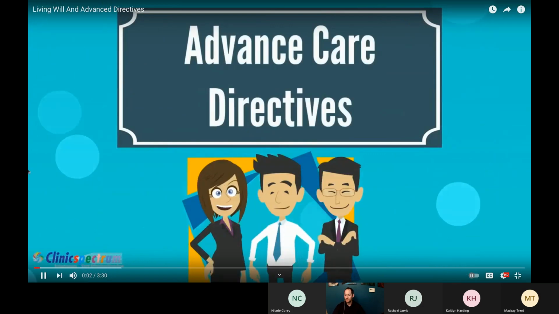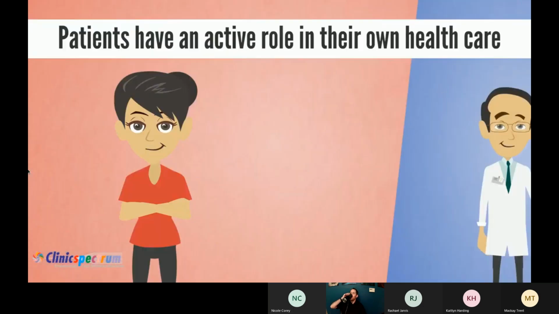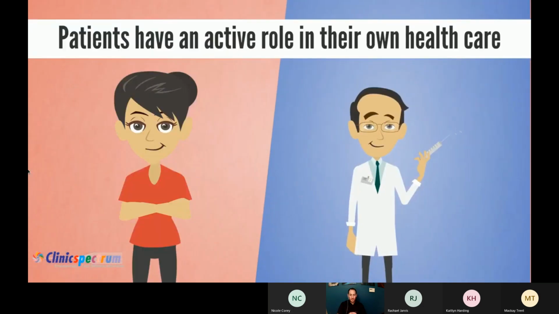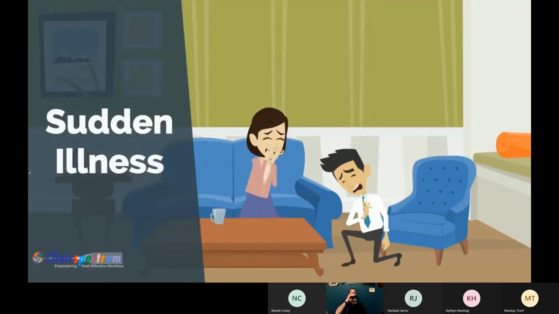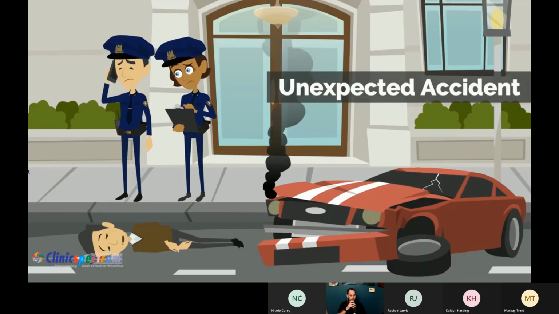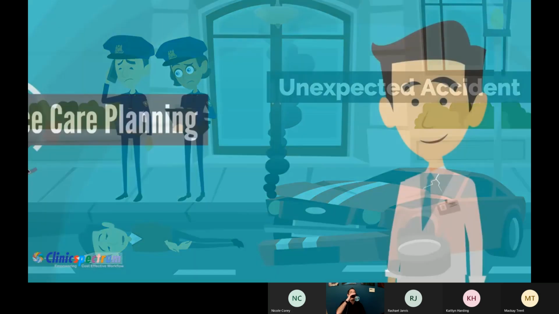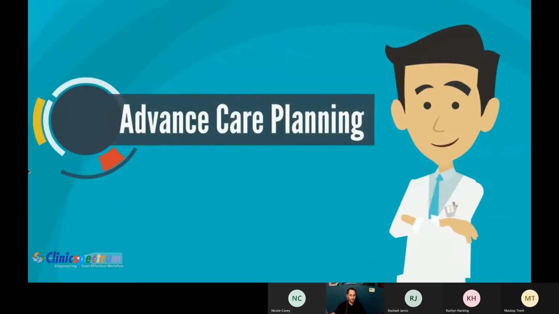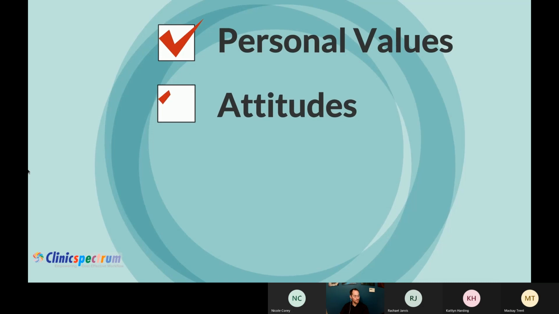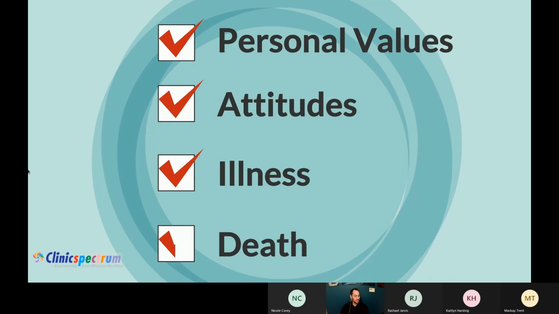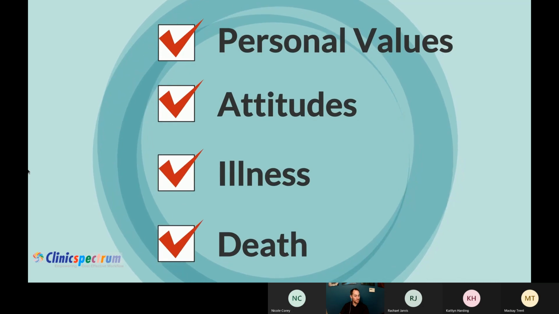Advanced care directives. Patients have a right to take an active role in their own health care. Unfortunately, there are times, such as sudden illness or an accident, when this is not possible. Advanced care planning, under the Patient Self-Determination Act, PSDA 1990, gives a patient the right to make determinations regarding their medical care in advance, based on personal values, attitudes, illness, and death.